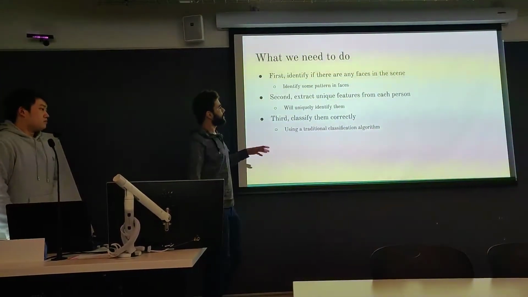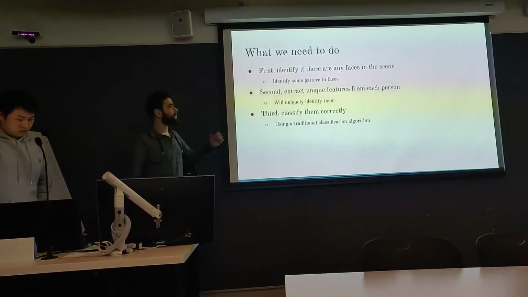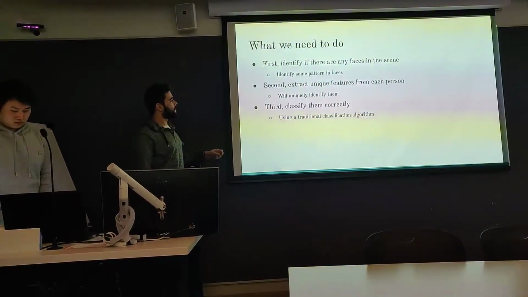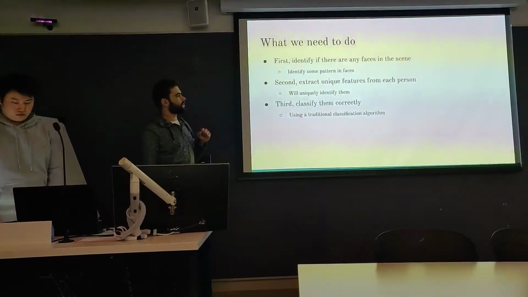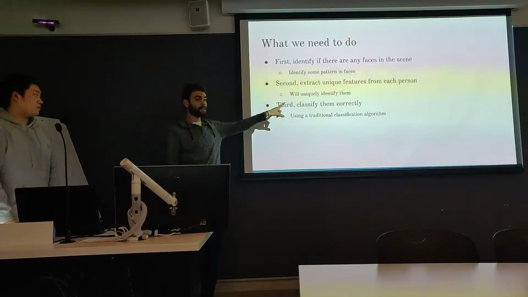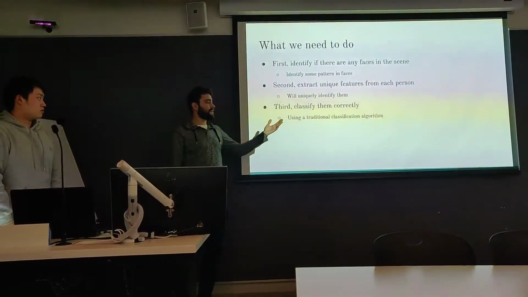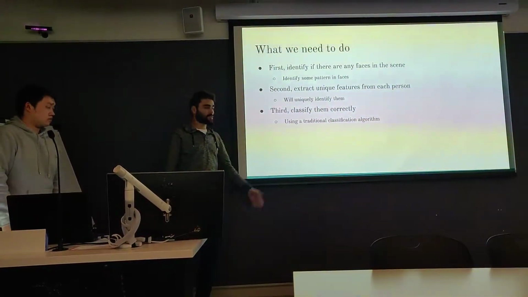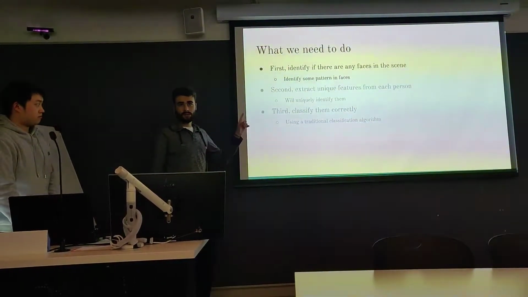So first what we want to do is actually identify some faces on the image, as I said, and then extract unique features from each person that will be able to uniquely identify them. And then we want to classify them correctly using a traditional classification algorithm. So we're going to take a look at the first part now.